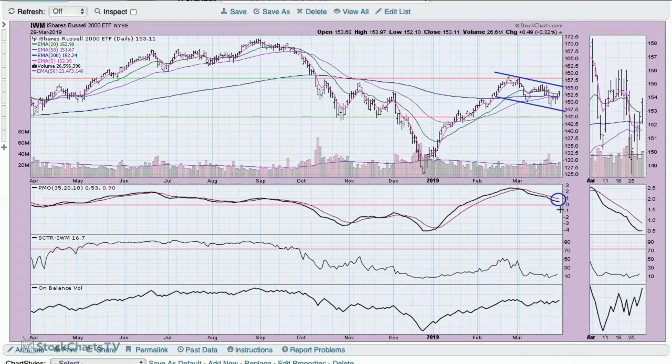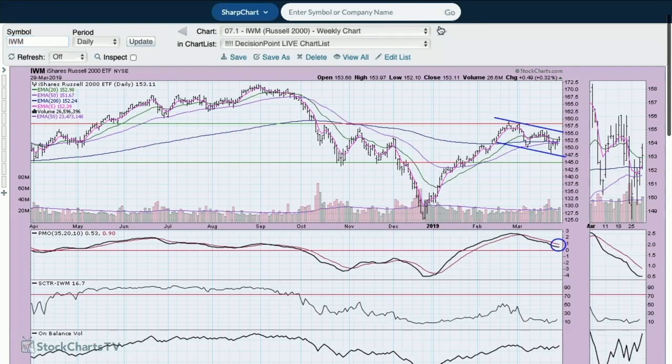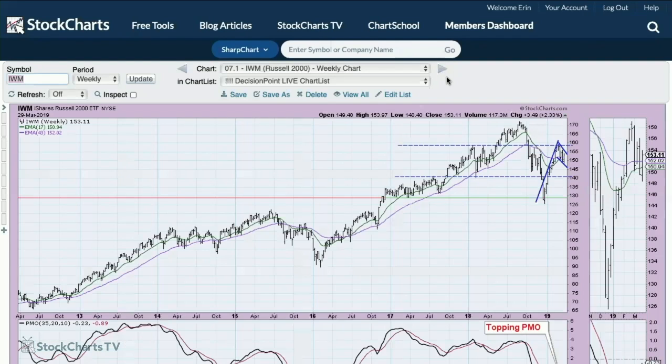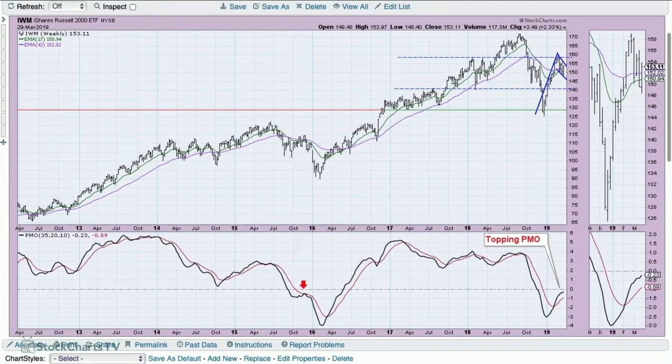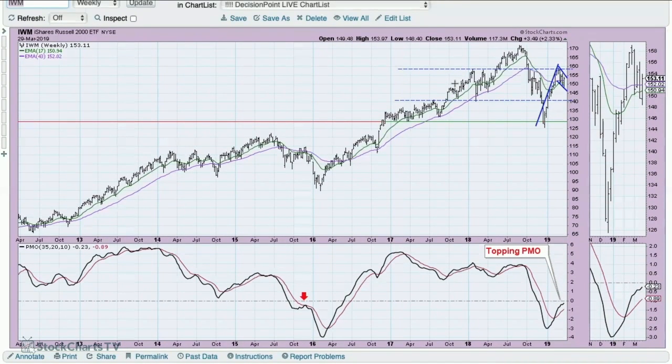PMO is turning up above the zero line. I think everything's looking fairly healthy for small caps. And like I said, relatively, it does appear that they're starting to perform better.